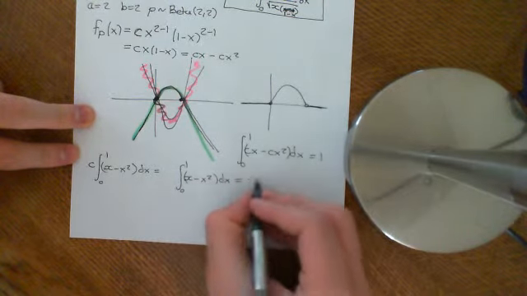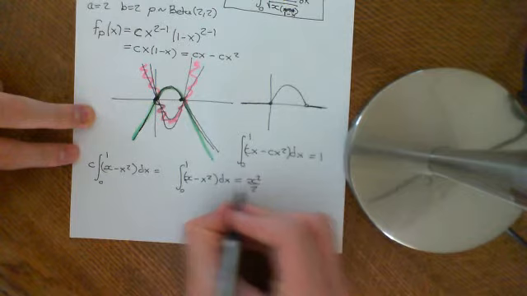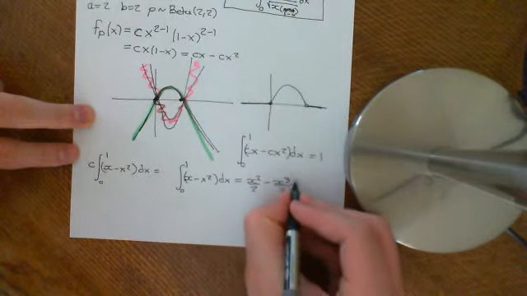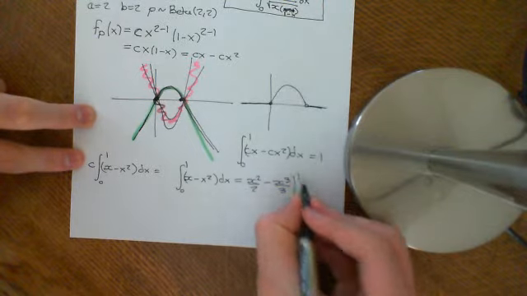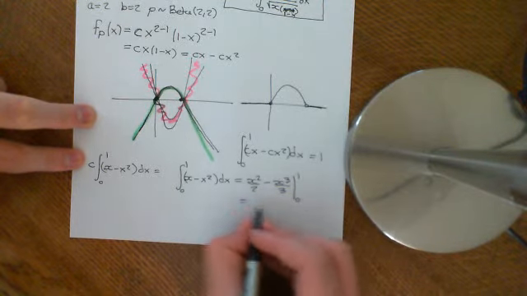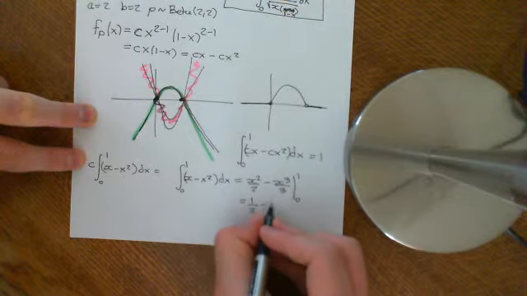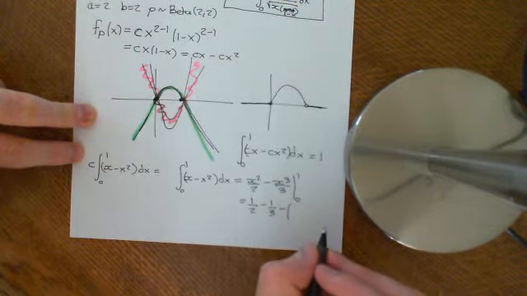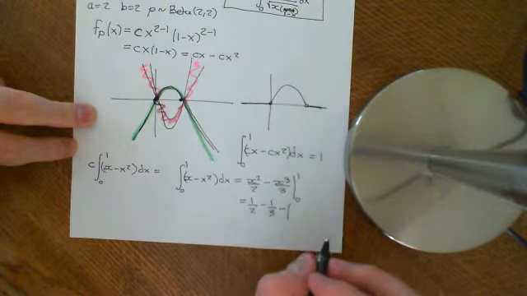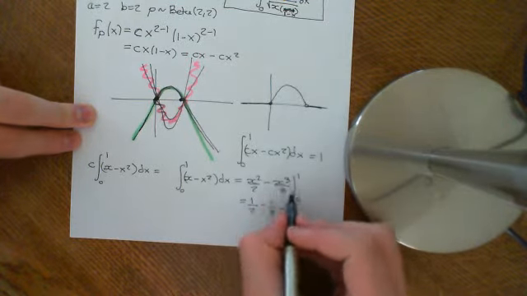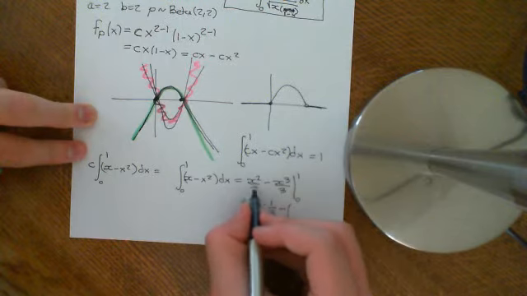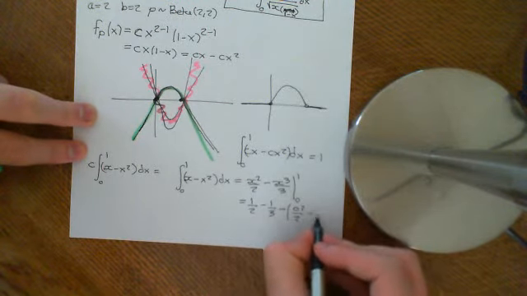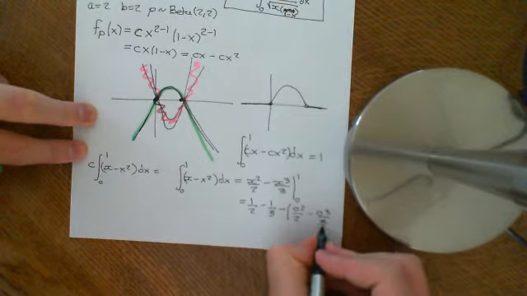So the antiderivative of x is x squared over 2. The antiderivative of minus x squared is minus x cubed over 3. So we evaluate that between 0 and 1, basically. So firstly evaluate this at 1, and we get a half minus a third, and then we subtract off what it is evaluated at 0. If we evaluate this at 0, we'll get 0 squared over 2 minus 0 cubed over 3, which is of course just 0.